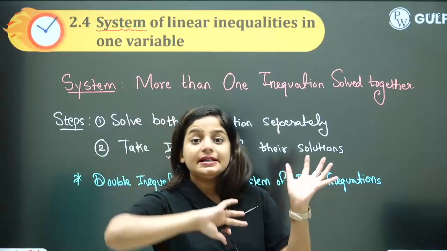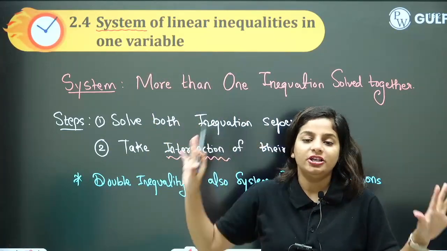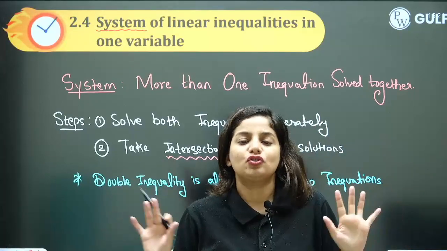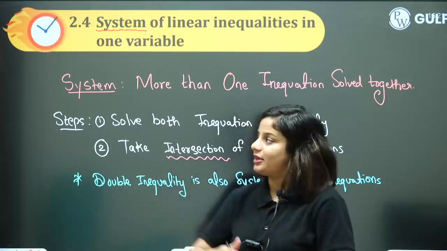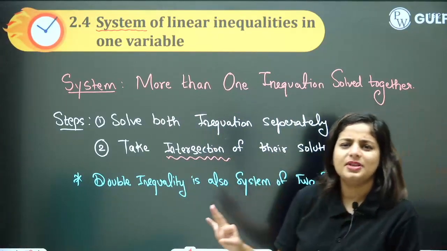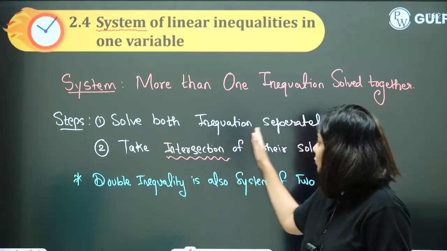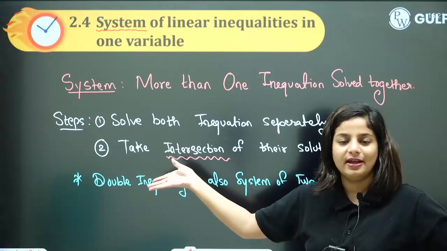Talking about system of linear inequalities in one variable. We just saw linear inequalities. One inequality we solved. But what if there are more than one inequalities coming together? System means more than one inequalities are solved together. The steps are very simple. Solve both the inequalities separately, like you were doing now.